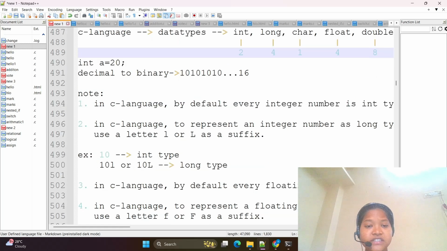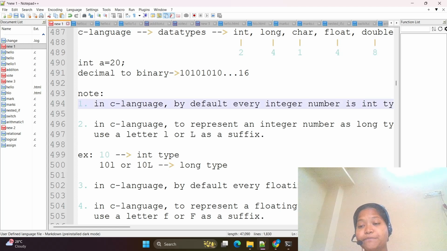Then here conversion would be there, I think. In C language, by default, every integer number is int type. The data type for an integer number is int. In C language, to represent any integer number as long type, use a letter L or capital L as a suffix, like 10L, it's a long type.